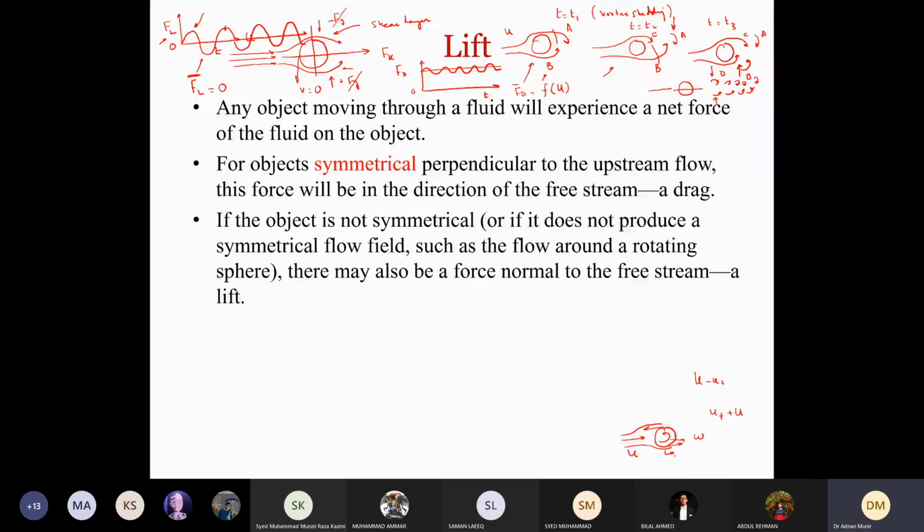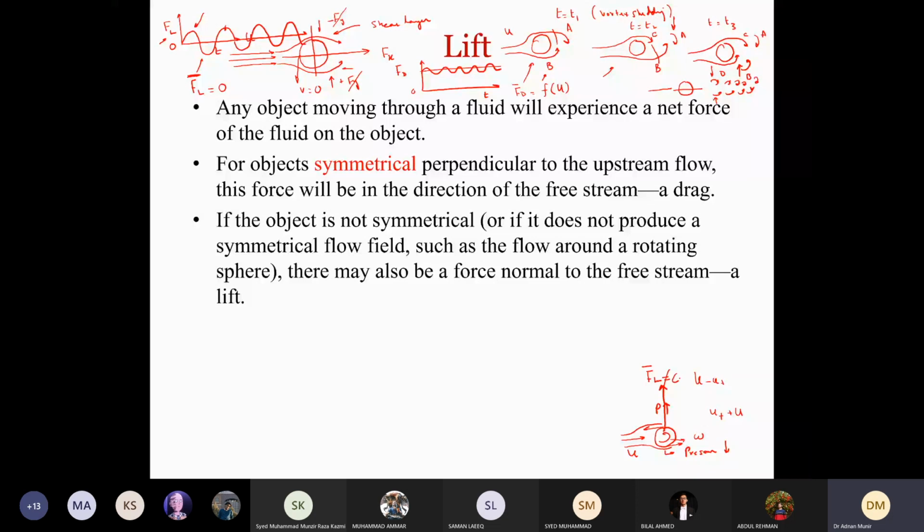Because we have less velocity here, pressure will be high here. So now you can see that the pressure force is different on the top and the bottom. Therefore, as a result, there will be an unbalanced pressure force acting in this direction, and that will contribute to lift force. So in this case, the mean value of lift force will not be 0 in the case of a rotating cylinder.